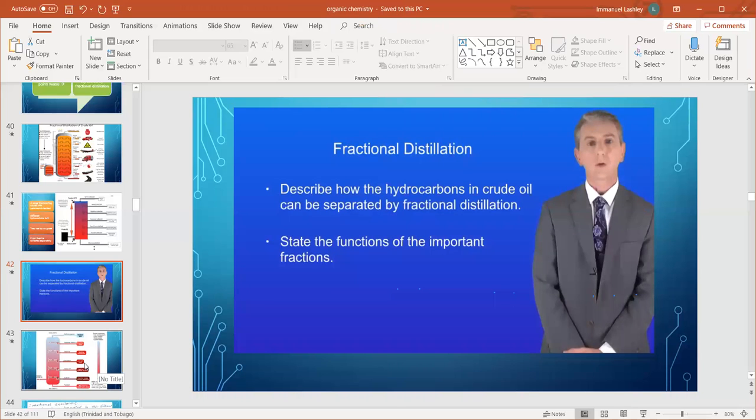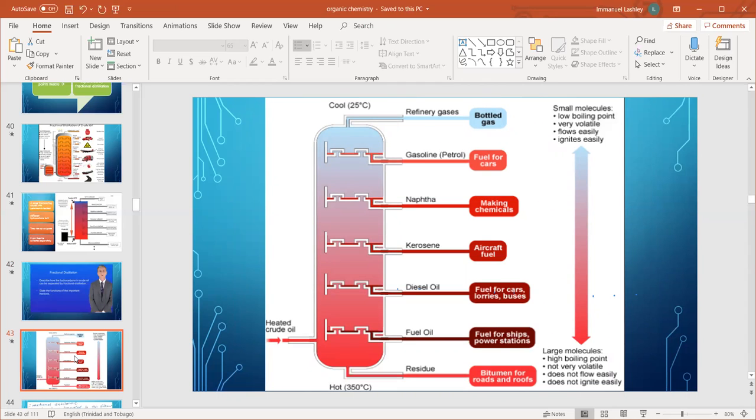All right, so basically what he did just now was describe to you how hydrocarbons are separated in the fractionating column by the process of fractional distillation. And then he spoke of the functions of the important different parts of the fractionating column when it is separated, right? Looking at it again, you have at the bottom bitumen, which is used for roads and for roofs. Then you have fuel oil for ships and power stations.